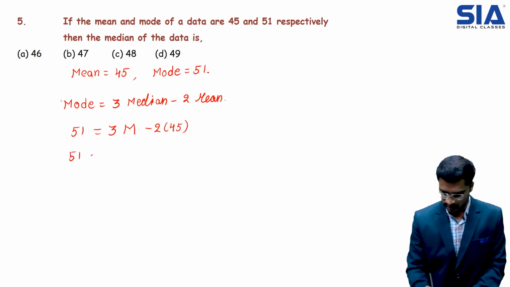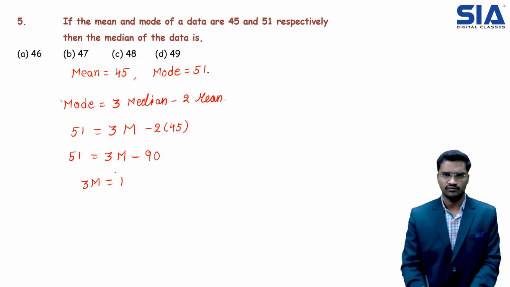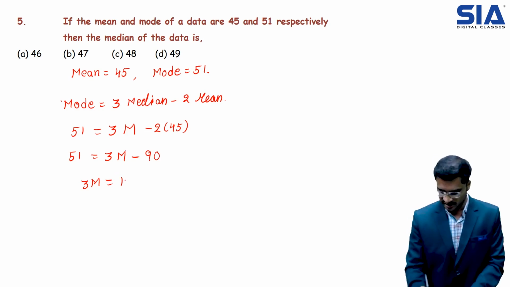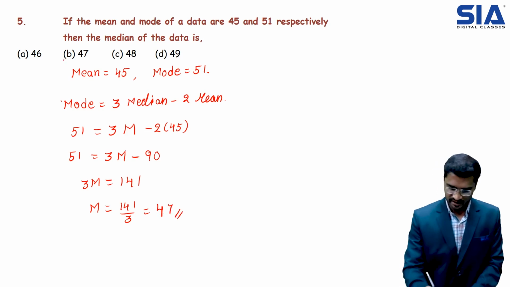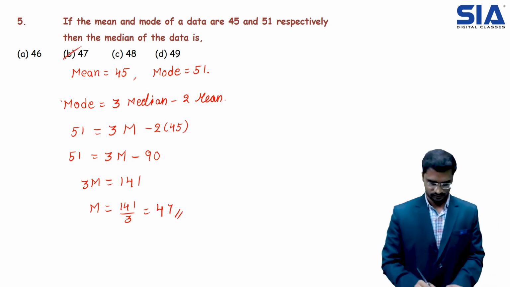So 51 is equal to 3 median minus 90. Then 3 median is nothing but 51 plus 90, and 51 plus 90 is 141. Then the value of median is 141 by 3. So 3 4s are 12, 3 7s are 21. So the median value is 47.